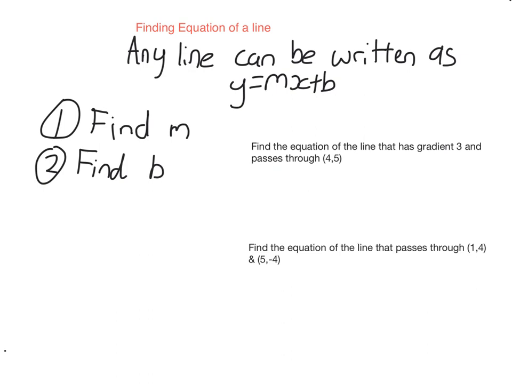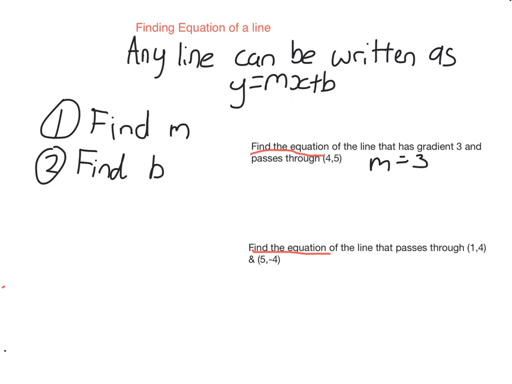So I'm going to attempt these 2 questions that are now on your screen. Because both of them say find the equation, I'm going to use the exact same process. Find m, find b, and then I have my equation. So let's look at the first one. Find the equation of a line that has gradient 3 and passes through the point (4, 5). Well, clearly, the gradient is 3. We were told that. So step 1 is done.